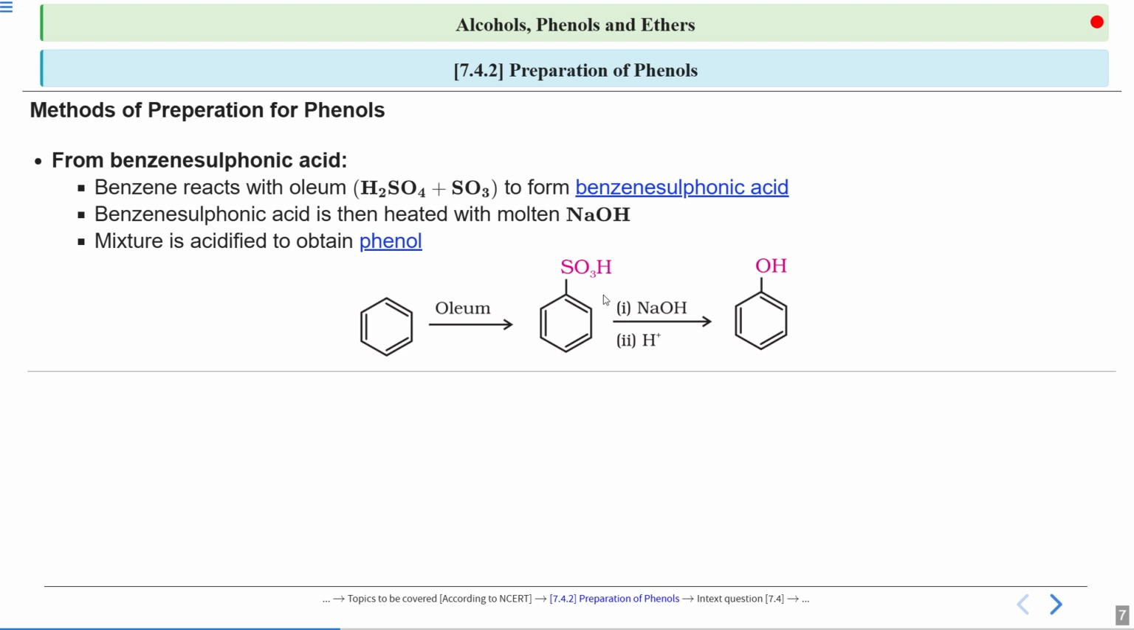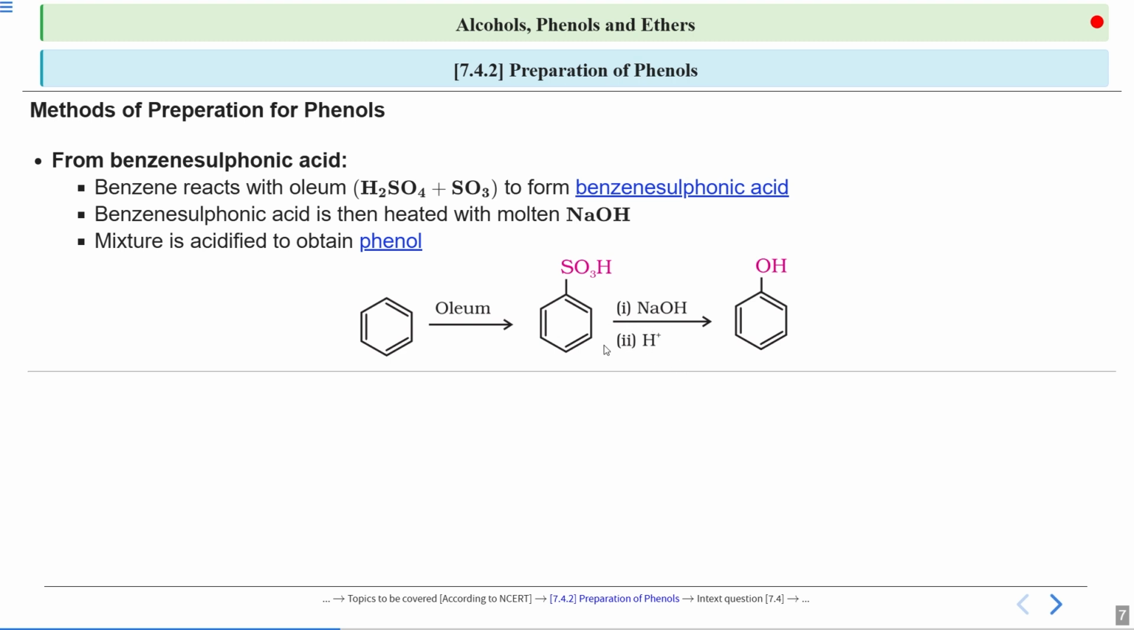So when this base reacts with your SO3H group, which is an acidic group, you get SO3 minus Na plus. Now again 2 moles of NaOH will further react with this salt, SO3 minus Na plus, and then Na2SO3 and water will leave. So you will be left with O minus Na plus. Now this is similar to the Dow's process which we studied.